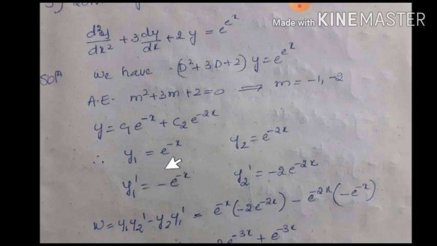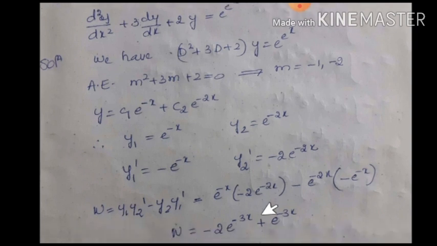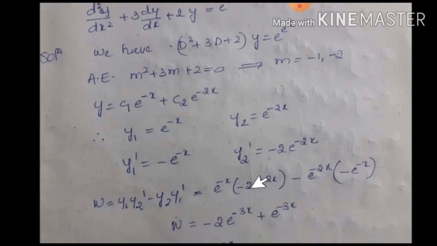Find y1 dash, which is minus e to the power of minus x, and y2 dash, which is minus 2 into e to the power of minus 2x. Calculate w, which is y1 y2 dash minus y2 y1 dash: this into this minus this into this. When we simplify, minus 2, the base is the same so add the powers: minus 2x minus x is minus 3x. Minus minus becomes plus e to the power of minus 3x.